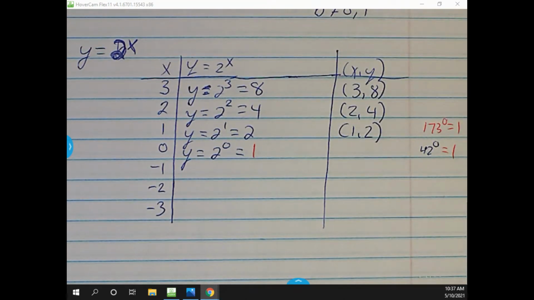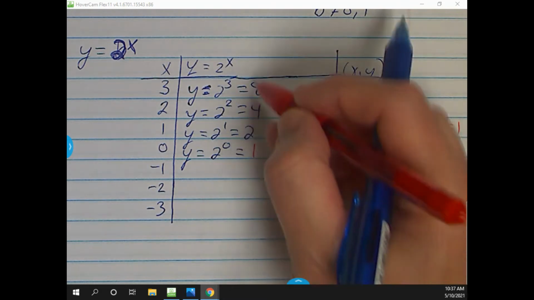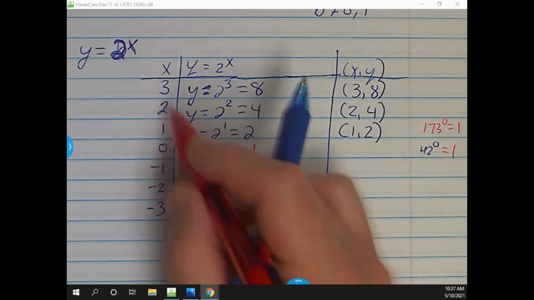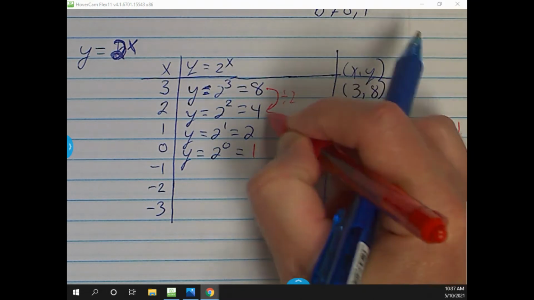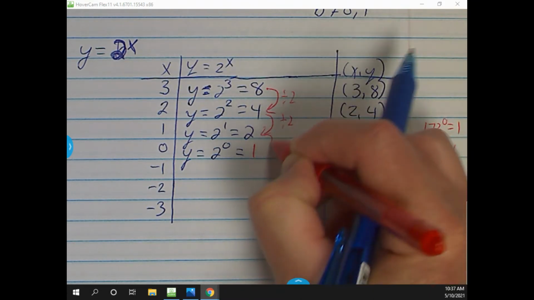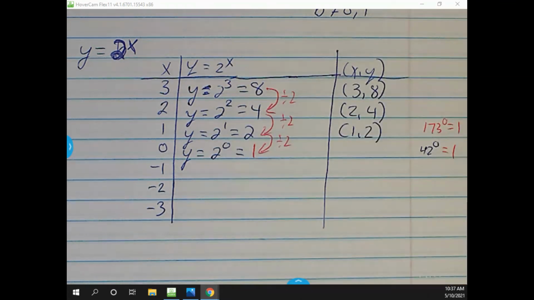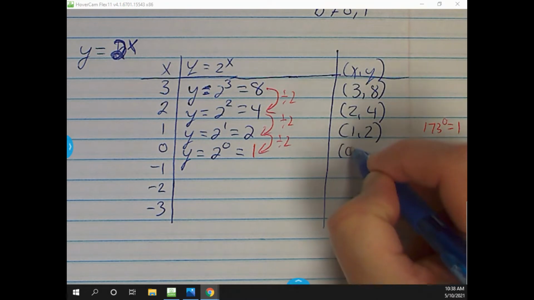Because again, if you stick to the pattern of what we're doing here, every time you come down a power of whatever number you're working with, you're basically going to divide. So this one we would divide by 2. This one we would divide by 2. And we'll still keep going here. We'll still take this number and divide it by 2. So 2 divided by 2 would make that out to be 1. So that ordered pair would be at 0, 1.